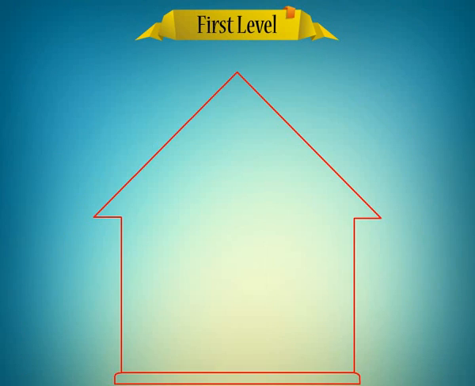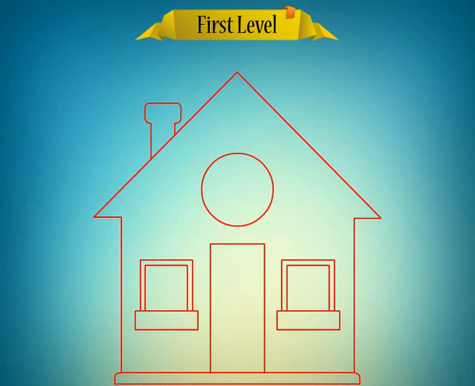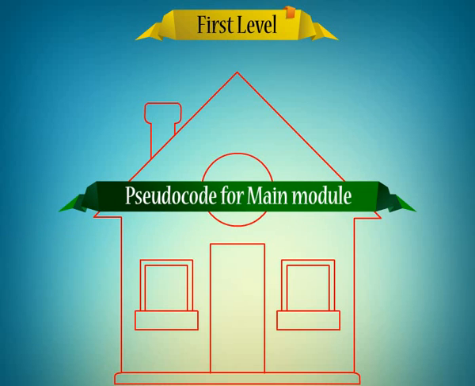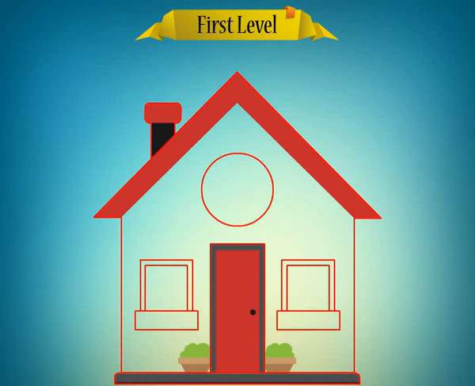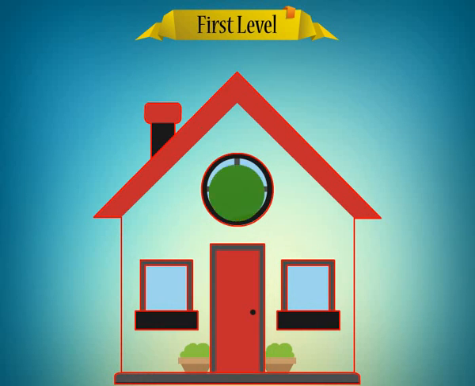Draw the outline of the house. Draw the chimney. Draw the door. Draw the windows. Pseudo code for main module: call draw outline, call draw chimney, call draw door, call draw windows.